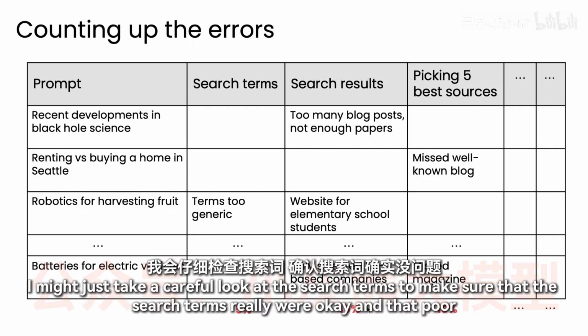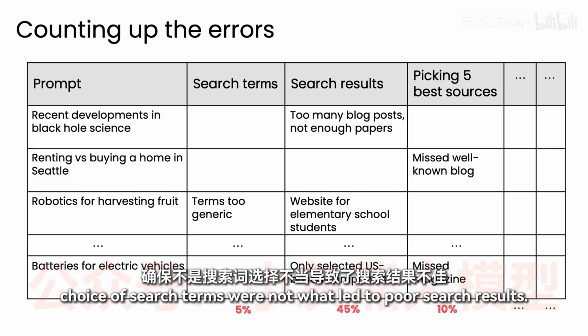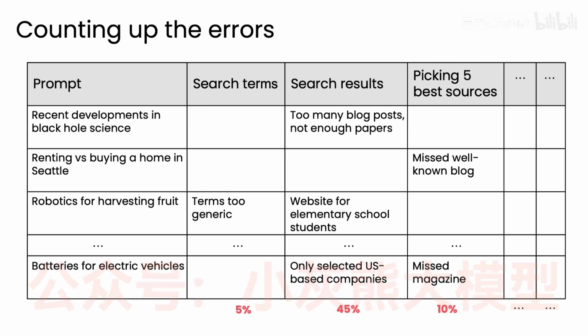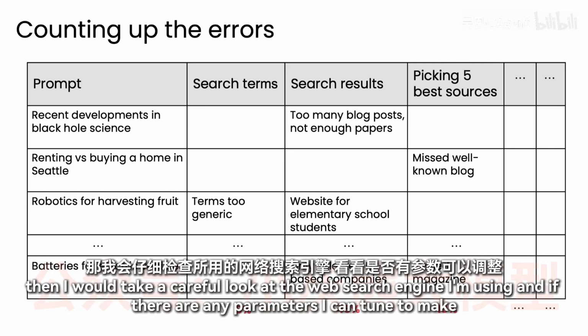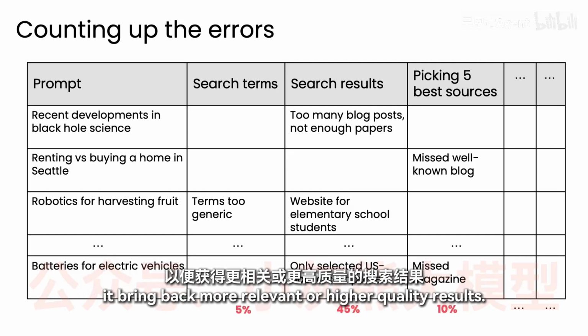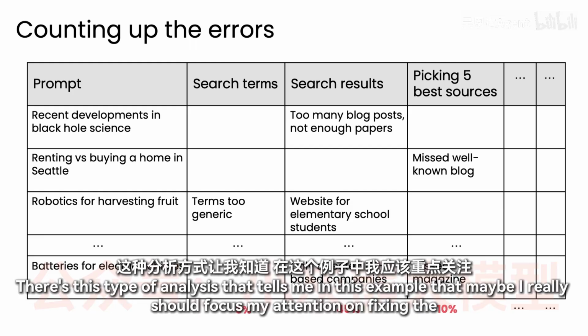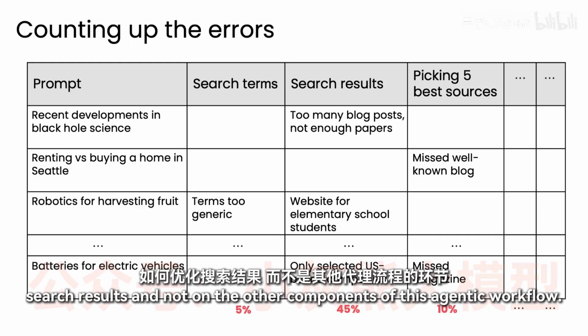And if I actually see this, I might just take a careful look at the search terms to make sure that the search terms really were okay and that a poor choice of search terms was not what led to poor search results. But if I really think the search terms are fine, but the search results are not, then I would take a careful look at the web search engine I'm using and whether there are any parameters I can tune to make it bring back more relevant or higher quality results. This type of analysis tells me in this example that maybe I really should focus my attention on fixing the search results and not on the other components of this agentic workflow.